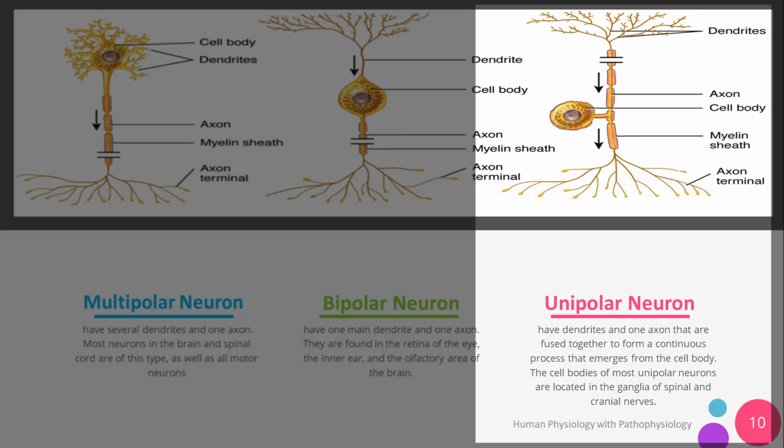The unipolar neuron is sometimes called pseudo-unipolar because it actually originated from a bipolar neuron. However, the fusion of the dendrite and the axon while it is developing is what makes it unipolar. The dendrites of most unipolar neurons function as sensory receptors.